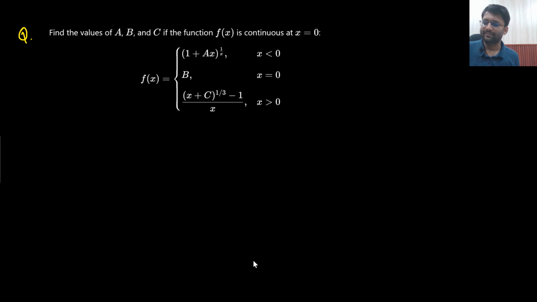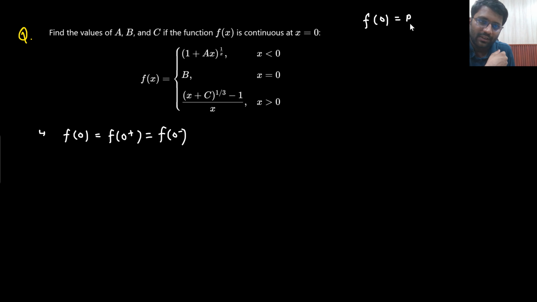Three values I am asking. If the function is continuous, what does that mean? That means f of 0 is equal to f of 0 plus is equal to f of 0 minus. Do I know the value of f of 0? Yes sir, f of 0 is nothing but b. Do I know the value of f of 0 minus? Let's talk about f of 0 minus.